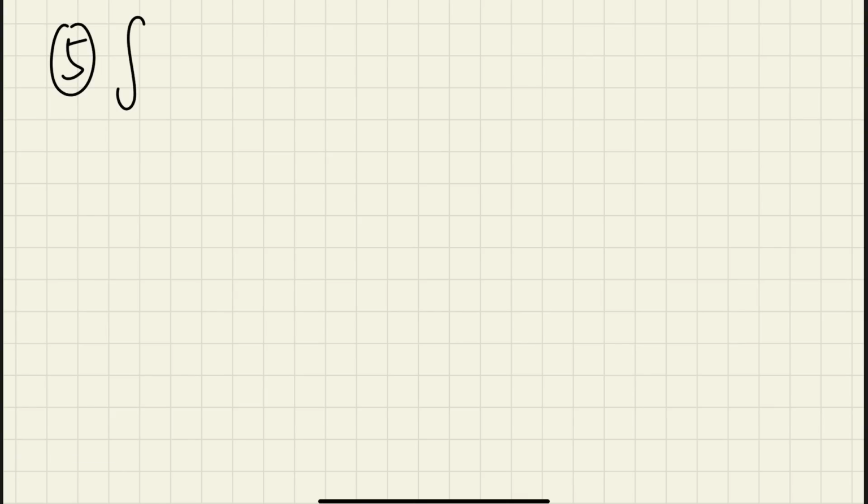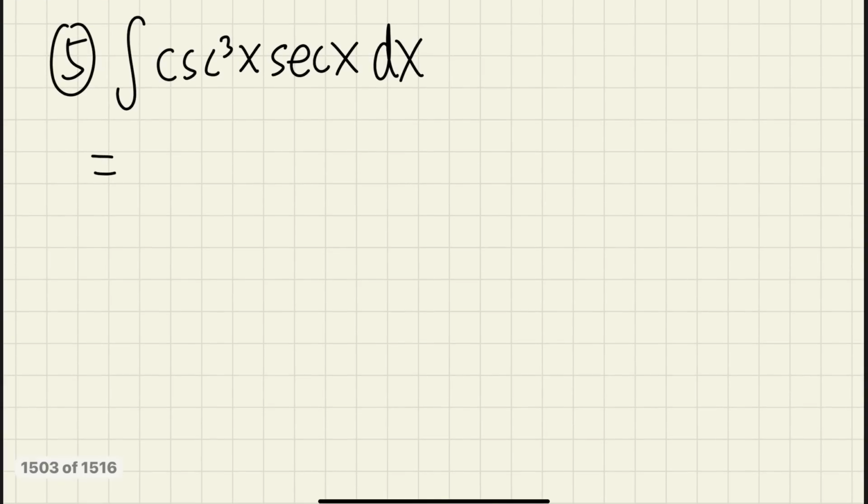Integral of cosecant to the third power x times secant x. Okay, one of the harder ones because you have to do enough trig identities until you can see something that you can actually integrate. So let's do that. I'm actually going to work with sine and cosine only. That's usually a good strategy.